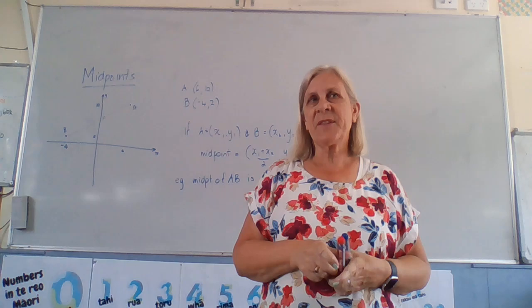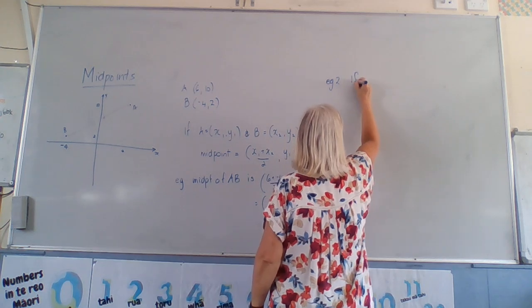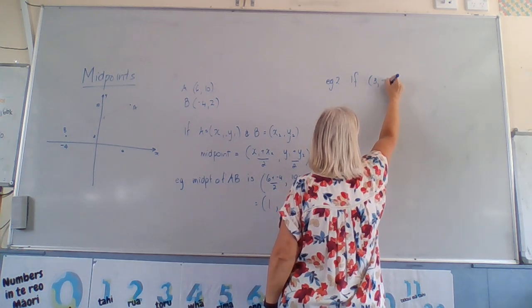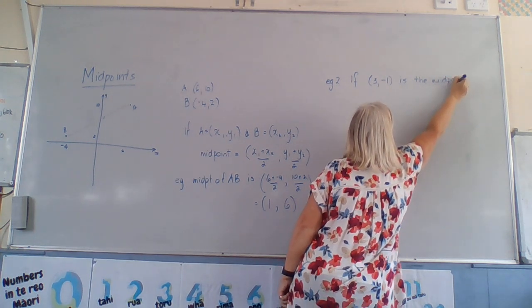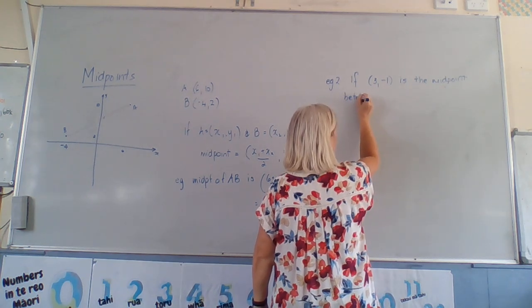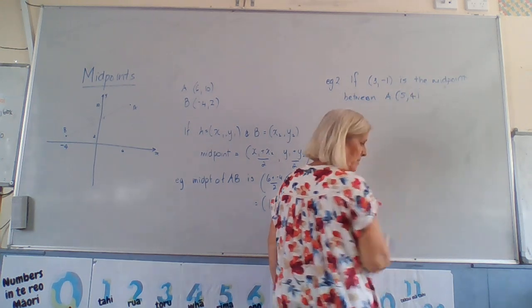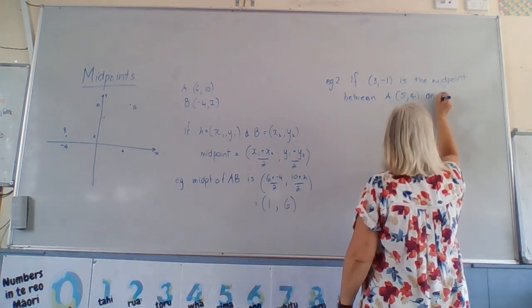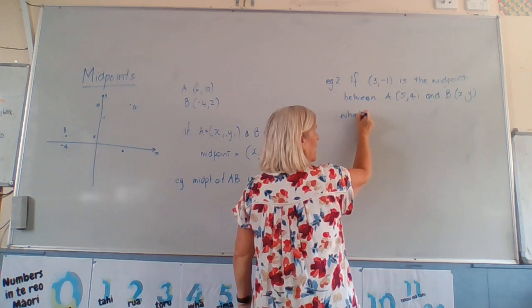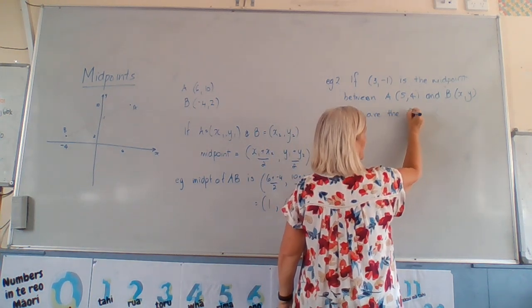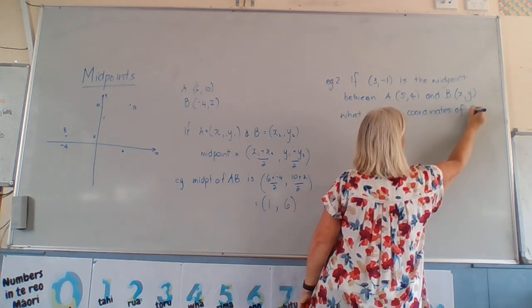All right, so the hard version of this question would look like this. If 3, -1 is the midpoint between A, 5, 4, and B, X, Y, what are the coordinates of B? Okay.